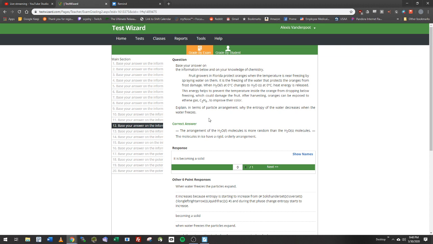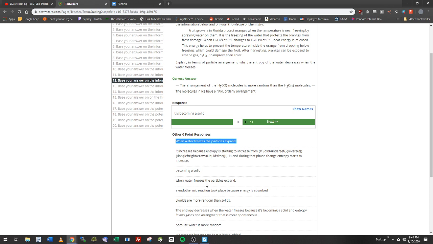Okay, moving on to number 12. Explain in terms of particle arrangement. So you have to talk about the particles and their arrangement. Why the entropy of water decreases when water freezes. The most popular wrong answer here is people talked about water particles expanding. That's a true statement, but it has nothing to do with entropy and the particle arrangement. Entropy is about the amount of chaos and disorder. So you have to talk about the fact that when you become a solid, the particles are becoming more ordered.